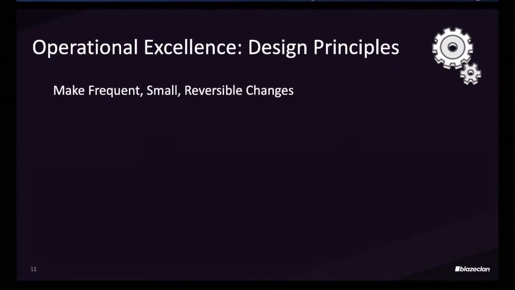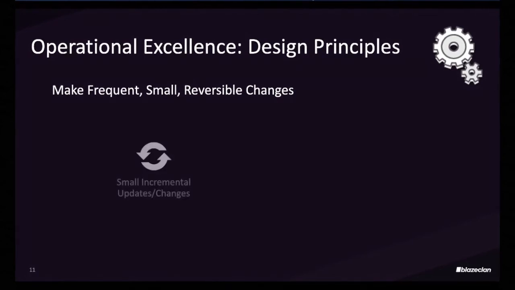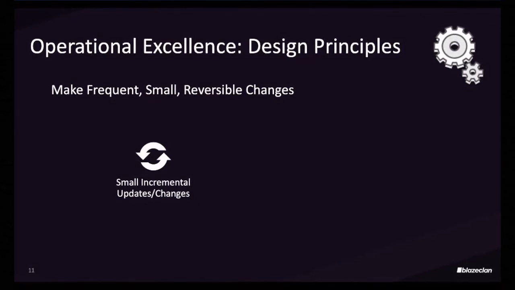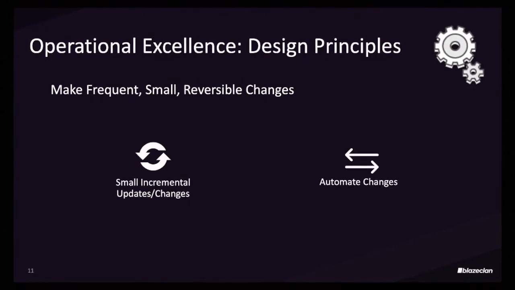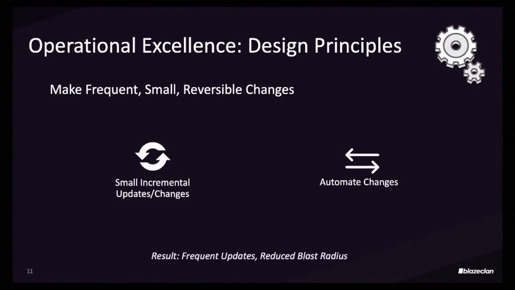Next design principle that we would talk about under operational excellence is make frequent, small, and reversible changes. What do I mean by this? Basically ensure you are reducing the blast radius by making small incremental changes and updates and automating these changes. All of this would mean that you are able to deliver small micro deliverables, and the blast radius reduces, and you have frequent updates going out to the production environment.